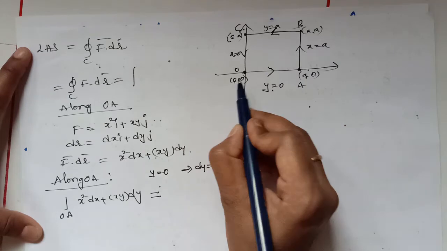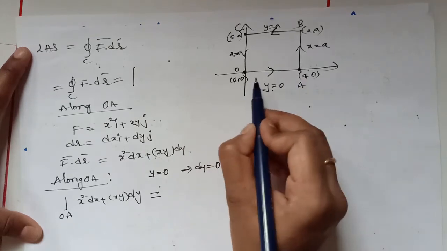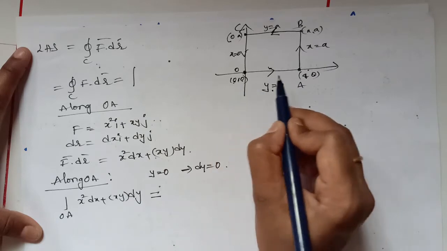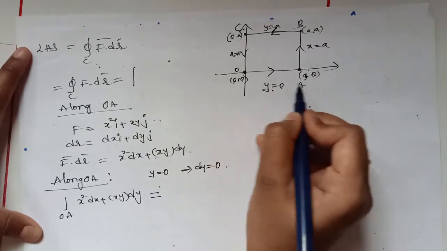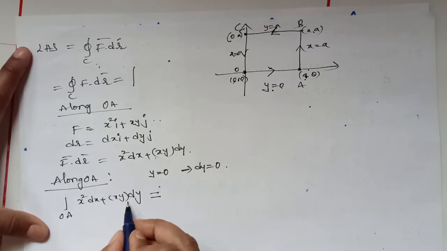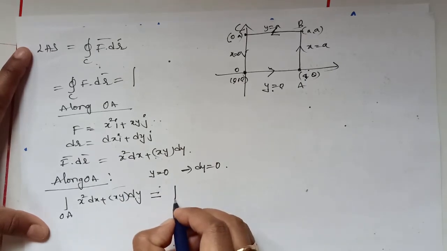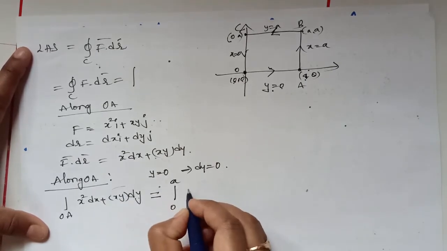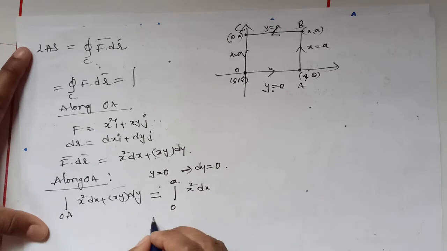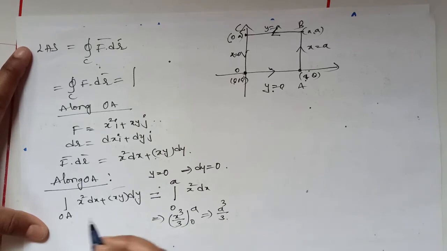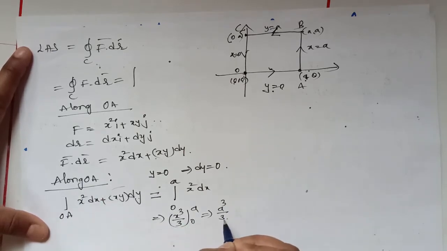And x limits are from 0 to a. The y coordinates are the same, therefore y is 0 and x limits are from 0 to a along OA. So now substitute dy is 0 here. If I substitute dy 0, this complete term becomes 0. You get integral 0 to a x square dx. So x square dx gives x cube by 3, limits 0 to a, which implies a cube by 3. Therefore along OA it is a cube by 3.